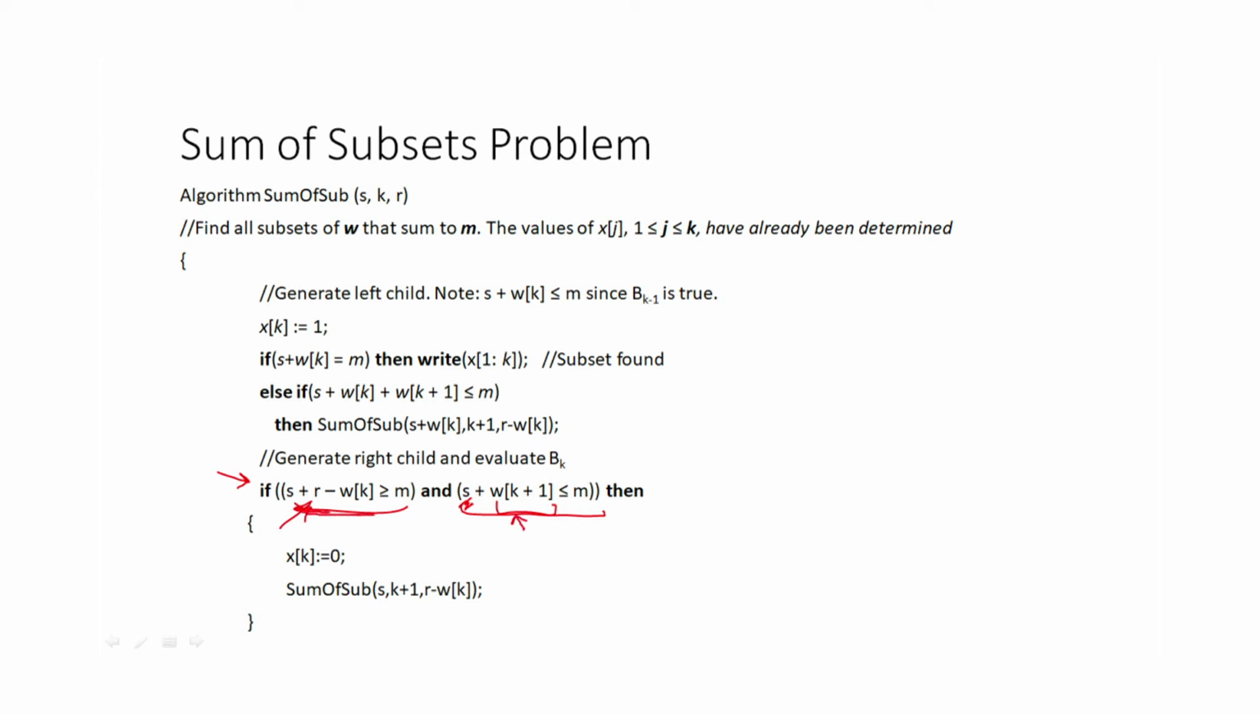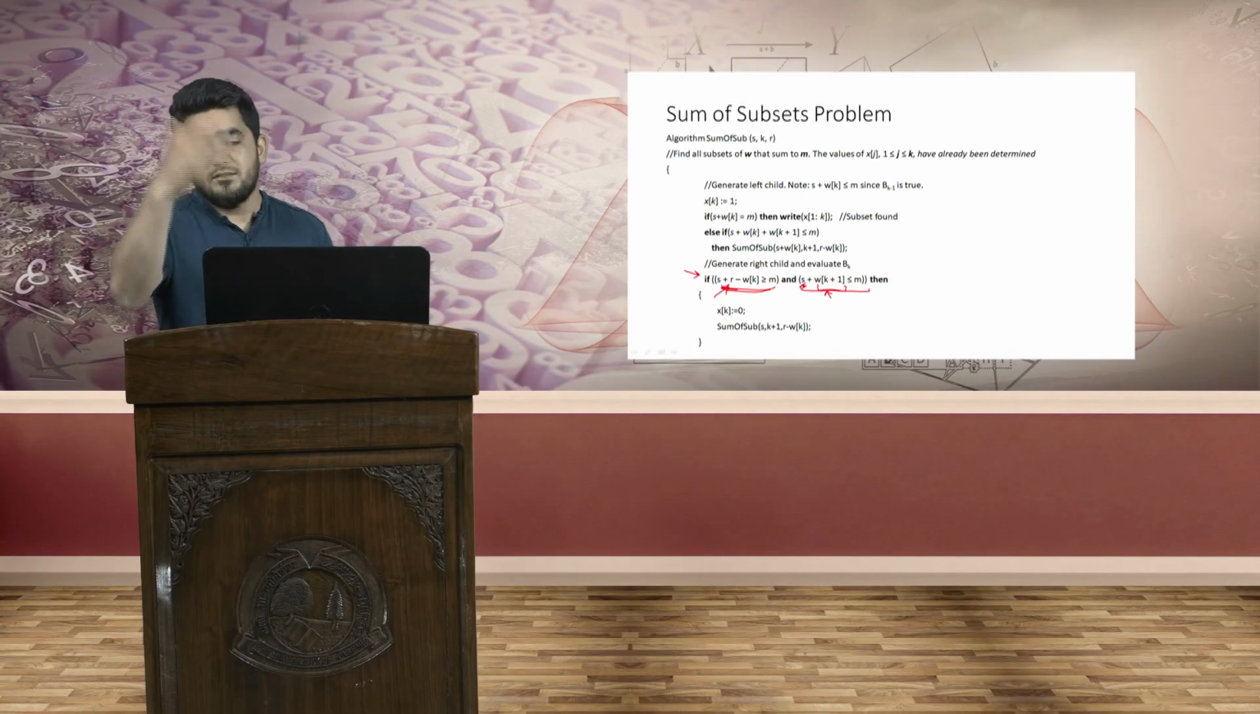Here we are verifying that if we are not considering the current weight, the sum of the weights so far plus the sum of the remaining weights has to be greater than or equal to m. This is not the only condition that we need to test. We also need to test the second condition, that is, the sum of the weights so far plus the immediate next weight that we have to consider. Now, the k plus 1th weight, we have not considered the kth weight, so we are considering the k plus 1th weight. This has to be less than or equal to m. If this is not the case, as I told you earlier, we will not be able to find a solution.